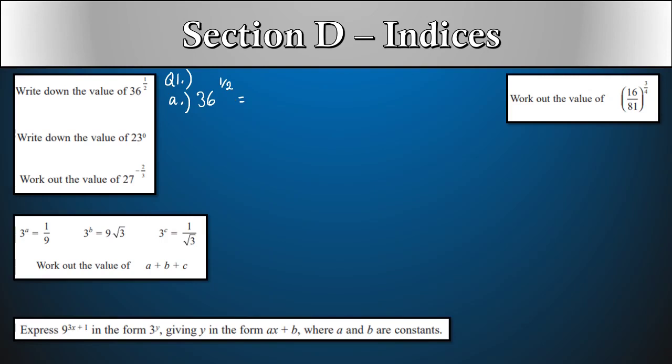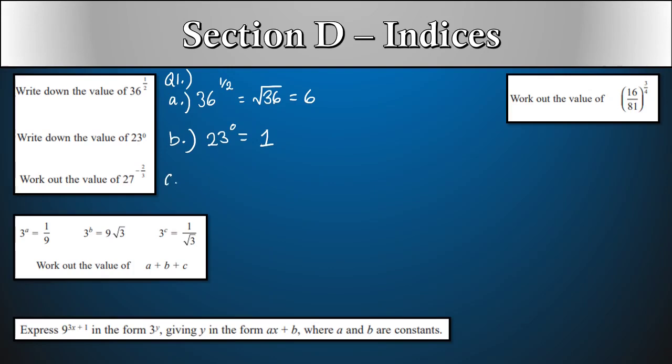Remember what we've just done before? Power of a half is the same as the square root. So all I'm going to simply do here is take the square root of 36. Square root of 36, that's just 6. So that's nice and easy. Part B, 23 to the power of 0. Over the years, I've heard tons of different kinds of answers given for powers of zero. I've heard 0, I've heard other crazy things, but it's none of them. Anything to the power of 0 is just simply 1. Doesn't matter if it's a letter or a number, anything to the power of 0 is always 1. So that's part B done.